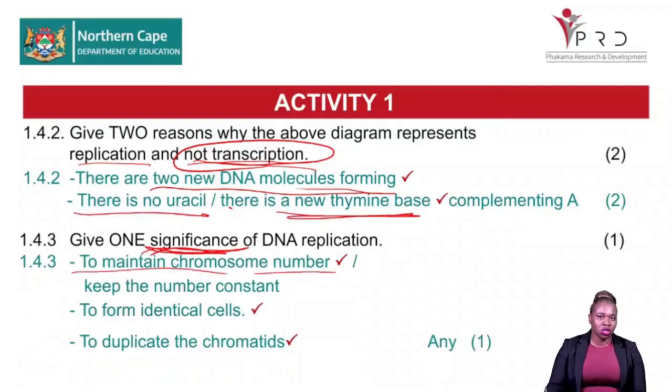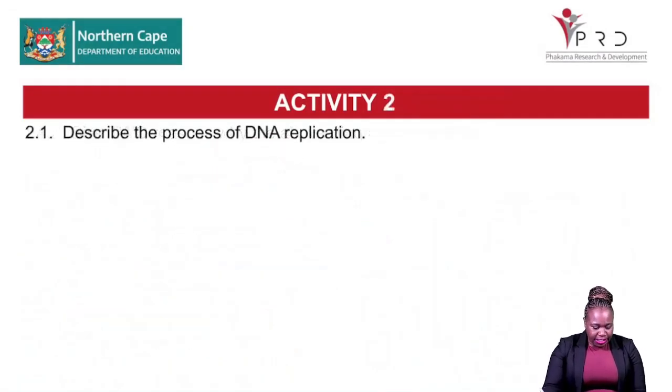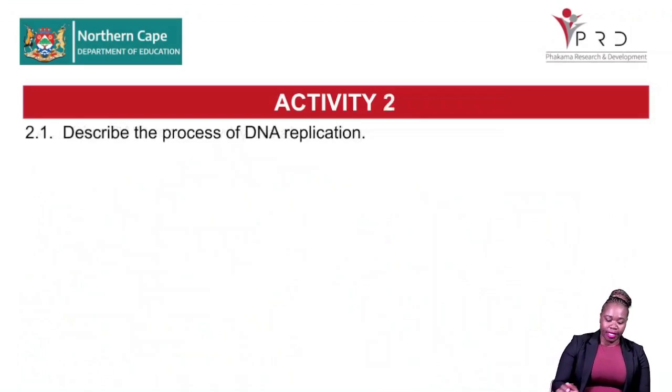Without DNA replication, the chromosome numbers would reduce to form identical cells. The cells that are going to be formed at the end of cell division are going to be identical as well. All right, now our second activity, it says describe the process of DNA replication.